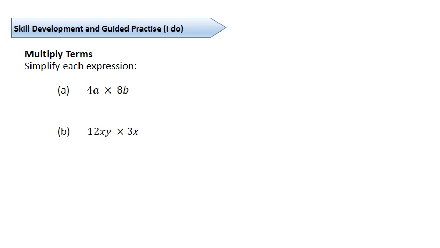Okay, this first one here, just look at the numbers first. 8 times 4, which is going to be 32. Then A times B, AB. With B, we've got 12 times 3, coefficients first, which is 36. XY times X. So let's just look at the X's first. Let's do it out the full way. X times X times Y. So it'll give us 36 X times X is X squared, Y.